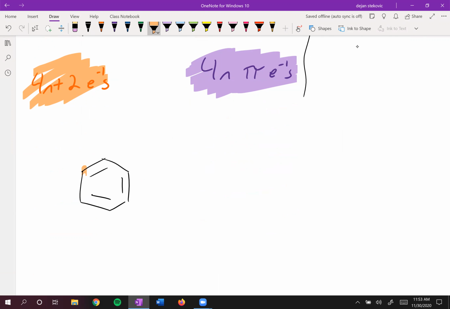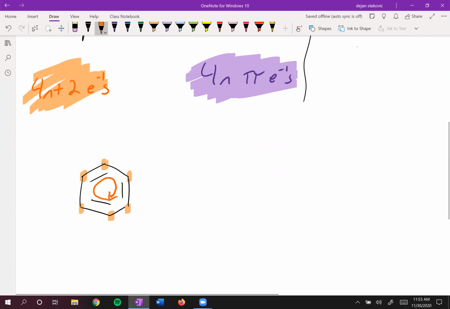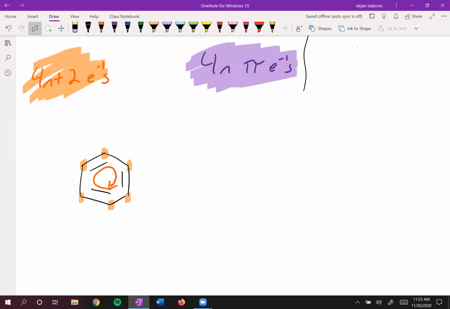Right, and so what you can tell is each one of these carbons is sp2 hybridized, and so we have pi bonds, and you can tell it's continuous, right? You can go around this ring in a continuous fashion. They're all sp2, so it's nice and flat, and if you count the electrons, there's 6 pi electrons, which makes this an aromatic compound.